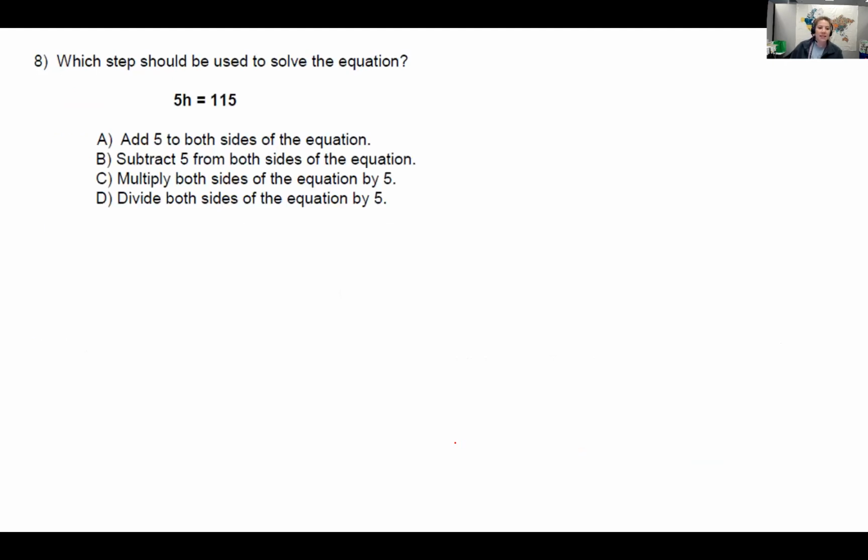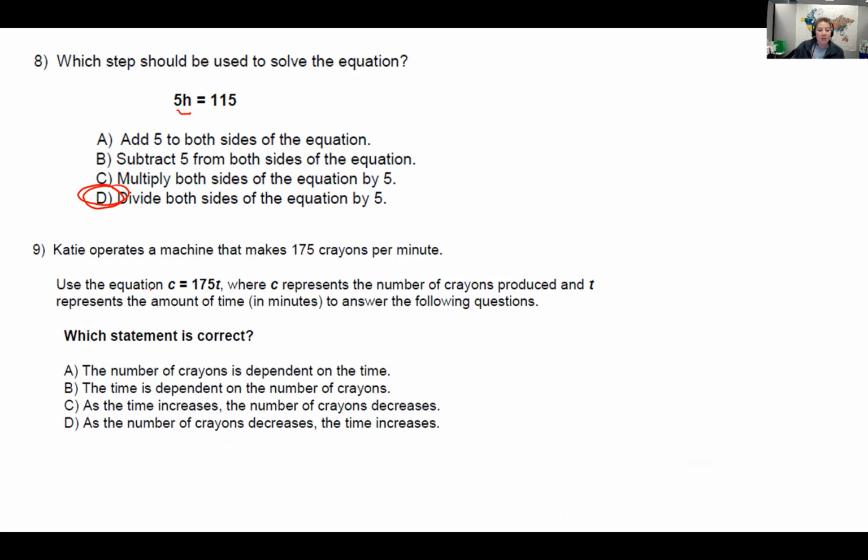All right, number 9, which step should be used to solve the equation? Well, right now 5 is being multiplied by h, right? We're going to do the opposite. What's the opposite of multiplying by 5? Divide each side by 5. That is what we're going to do.